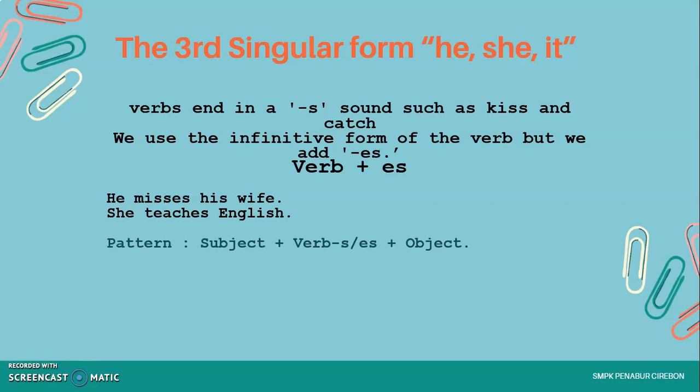For the third singular form, he, she, it, verbs ending in an s sound such as kiss and catch, we use the infinitive form of the verb, but we add es, verb plus es. He misses his wife, she teaches English. You can see that is the pattern.